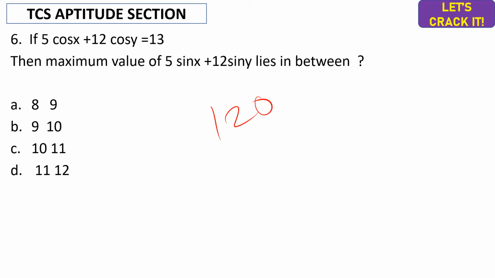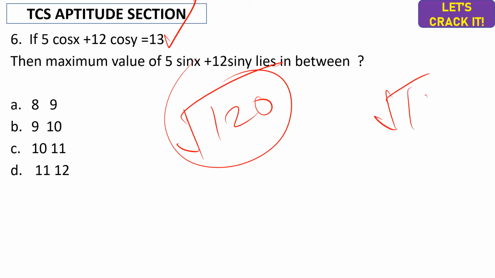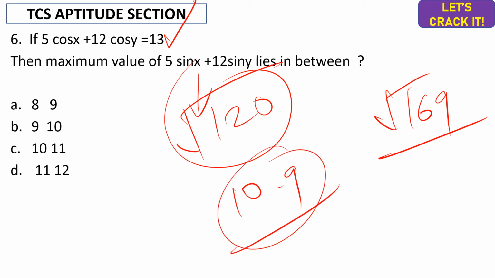So simply I can say that after taking the square root I'll be getting root 120, whereas in the earlier case I got root 169. So in this case I got root 120. Root 120 somewhere lies around 10.8 or 10.9. This will be the answer, option C.